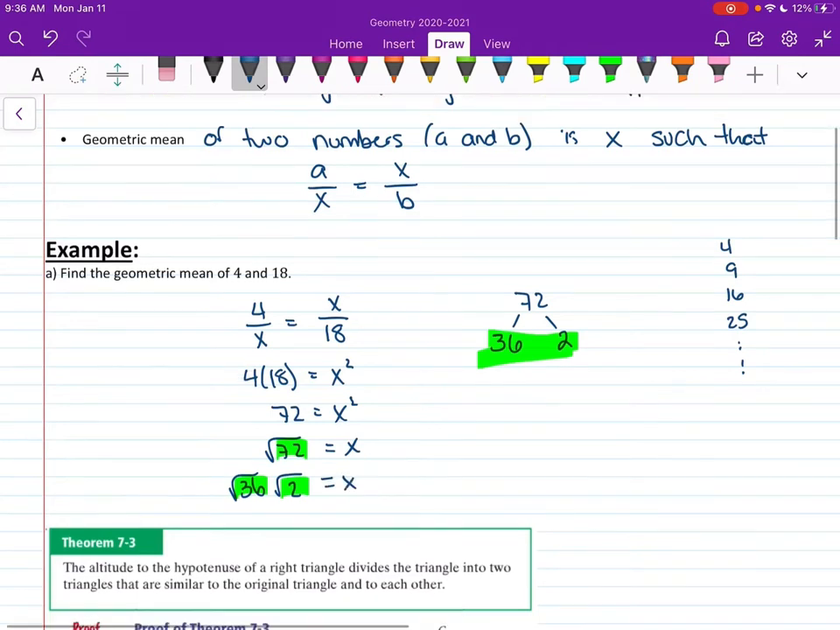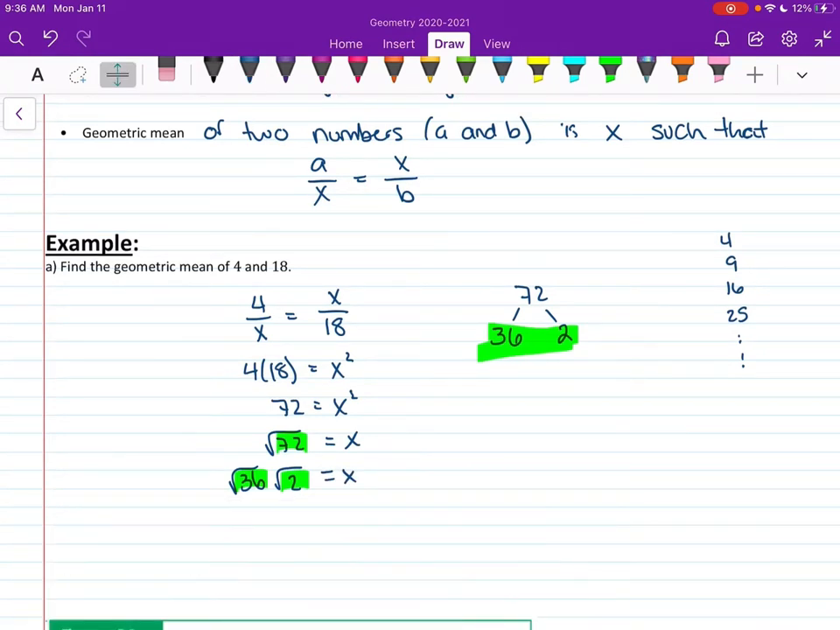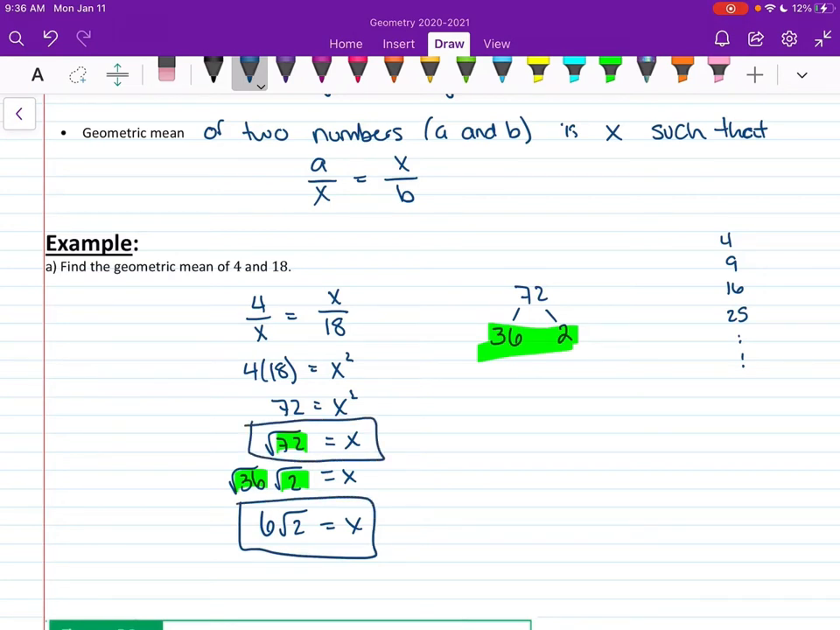And then the square root of 36, we can actually take, and so now I'm going to get 6 root 2 is going to be my geometric mean. So you can write it as 6 root 2, or you can write it as square root of 72. So if you don't know how to do perfect squares or simplify radicals, just leave it as square root of 72. I'm perfectly okay with that.